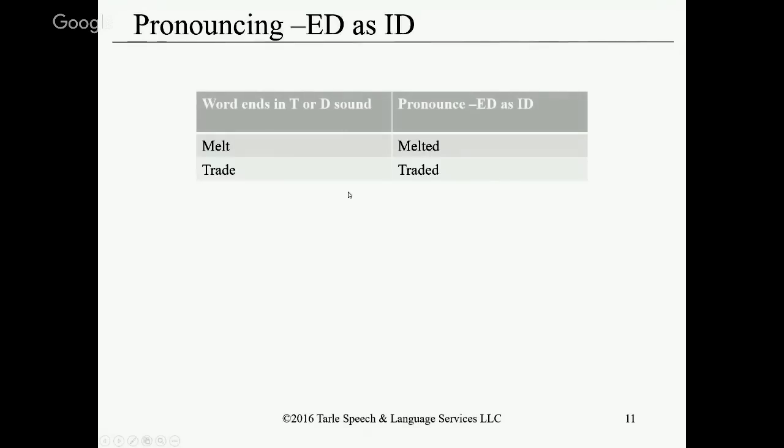Okay. So let's go ahead and look at some words. So if a word ends in a T or D sound, here are a few examples. Melt. We add the id, melted. If it ends in a D sound, trade, we pronounce it as an id, traded. And again, think about it. It would be hard to say melt-ed, but it's easier to add that id because we're adding that vowel between there. So melted, traded.